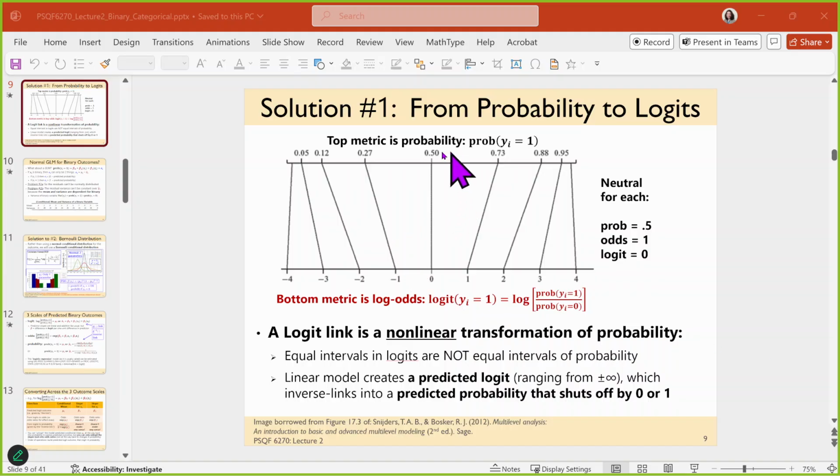So this shows the mapping then of probability to logits. And the big thing that I want you to notice is that equal changes in predicted logits do not correspond to equal changes in the amount of predicted probability. The changes get shorter and smaller the closer you get to the boundaries. So a predictor's slope is going to be most effective towards the middle of the probability distribution rather than the boundaries. And yes, a friendly reminder that log is natural log.